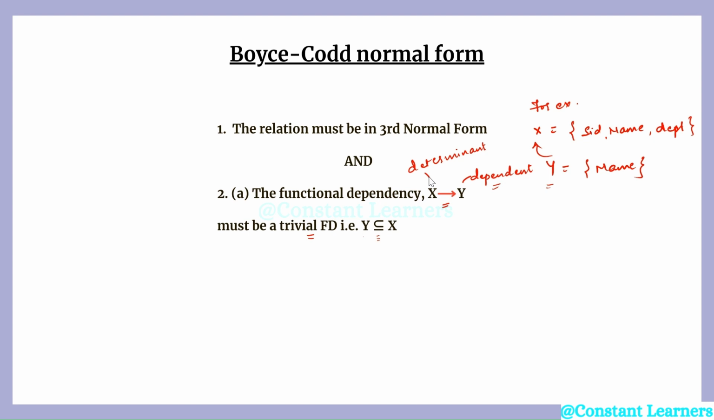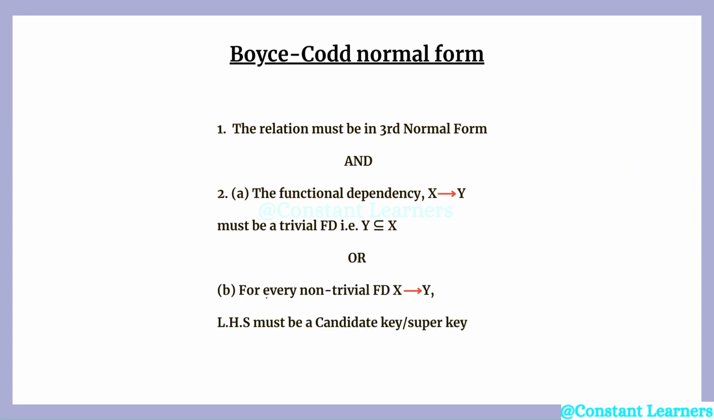Or if it is not a trivial functional dependency, that means if Y, that is the dependent, is not a proper subset of the determinant, then in that case, the rule is for every non-trivial functional dependency, that is where Y is not a proper subset of X, in that case, the left-hand side, that is the determinant, must be a candidate key or a super key. This is a fixed rule that if it is a non-trivial functional dependency, the determinant or the left-hand side must be a candidate key or a super key, right?